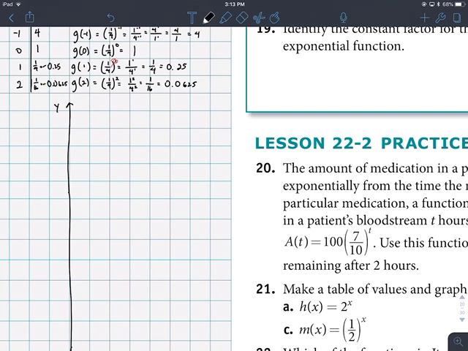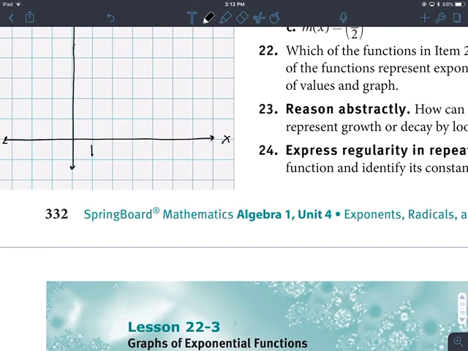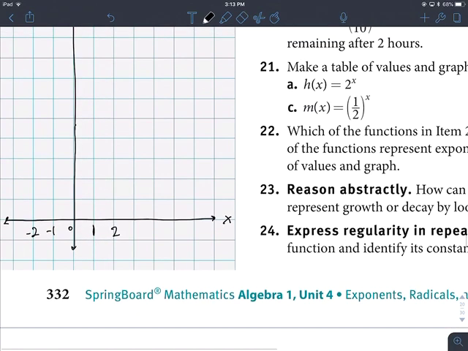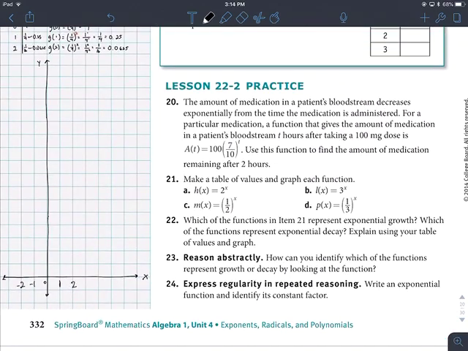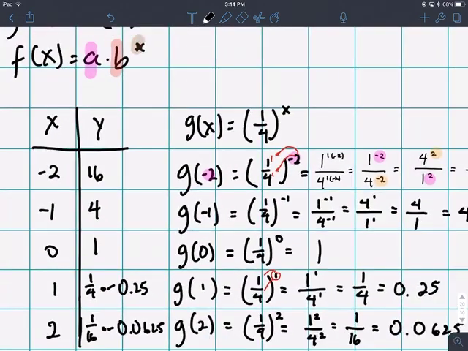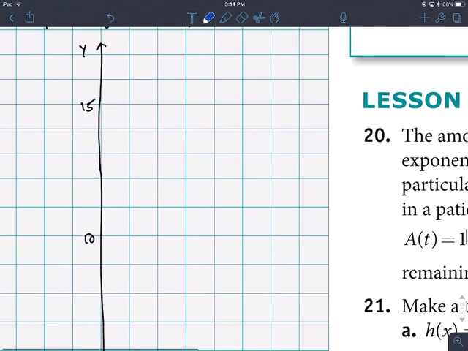X and Y. X goes to 1. I'm going to skip every other one, so it's going to be 1, 2, 0, -1, -2. I'm going to label every fifth one: 5, 10, 15, and so on. So the first point is -2, 16. So plot that point. -2, 16 would be right here.